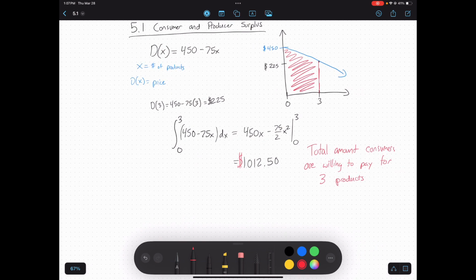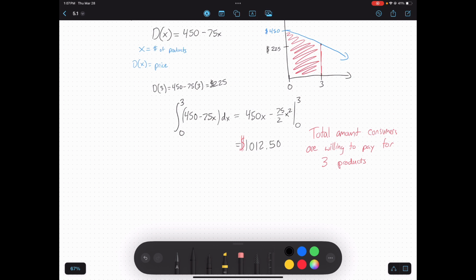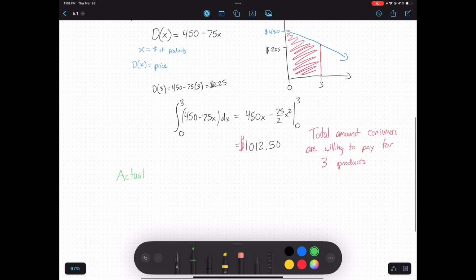What's interesting, though, is this is actually not what they actually pay. Because if I set the price at $225, the actual amount they pay can be calculated straight out by doing price times quantity. What did you set the price at? You set the price at $225. How many are they buying? According to my demand curve, they're buying 3 products. 225 times 3 gives me $675. So that's a very different number than the amount consumers are willing to pay.